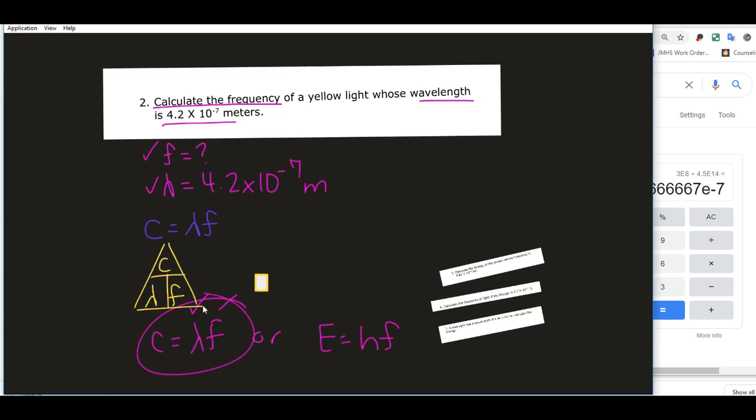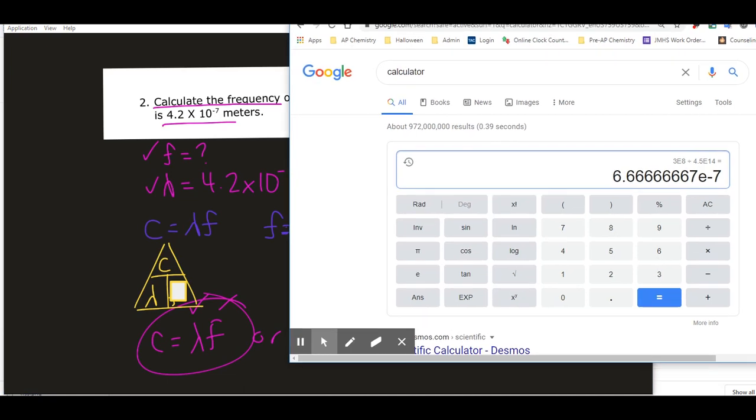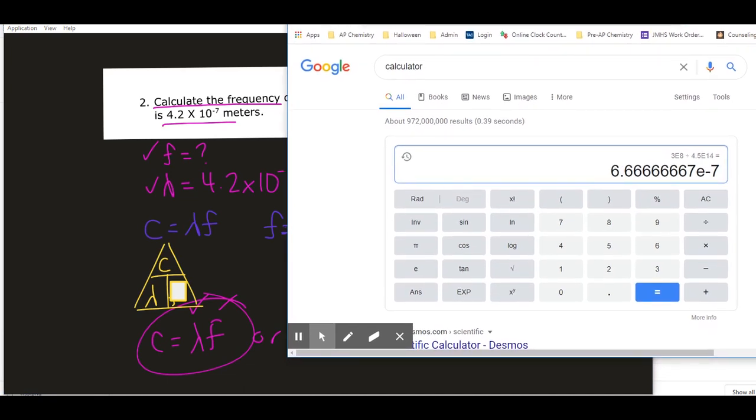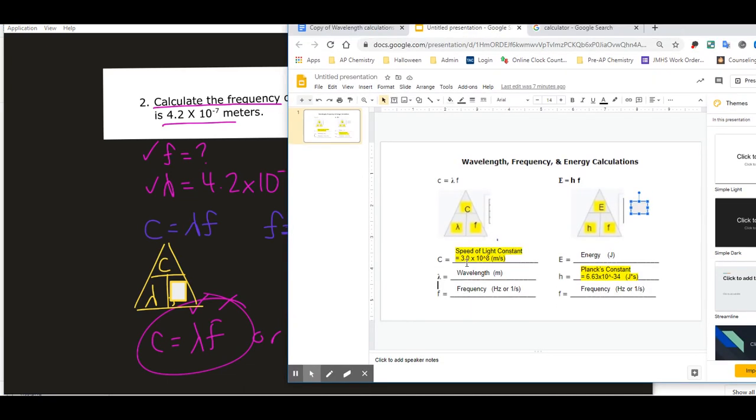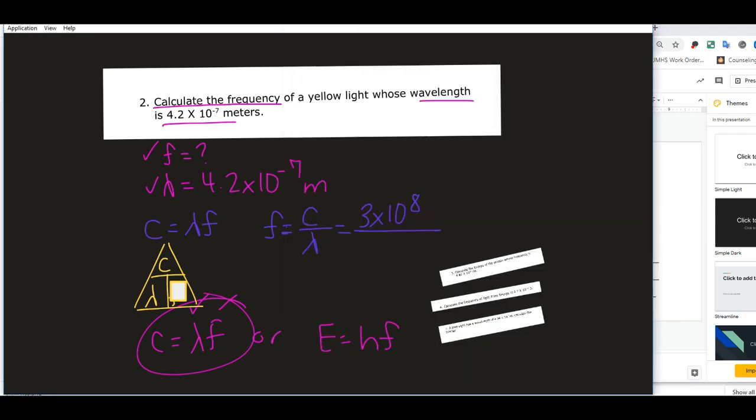So using our little triangle method, we're going to cover up frequency. And we see that we're left with speed of light divided by wavelength. So with that, we're going to set ourselves up like that. And we are going to start plugging in the values that we have. So again, this 3 times 10 to the 8th, it is coming from the fact that we had our two constants, right? So remember, these are your constants. You're going to be using them. And so back to this.